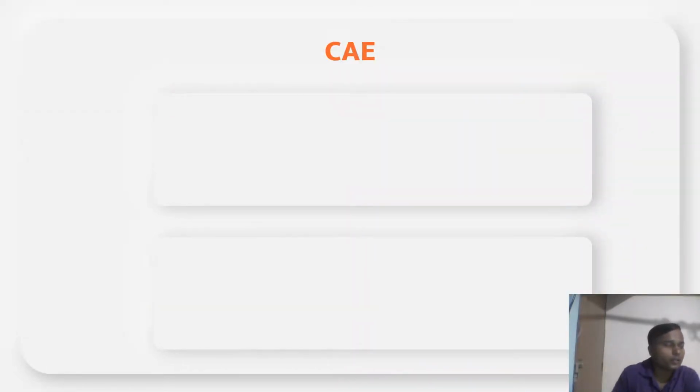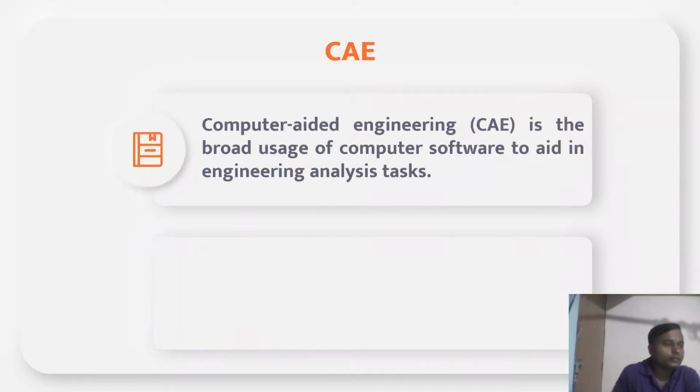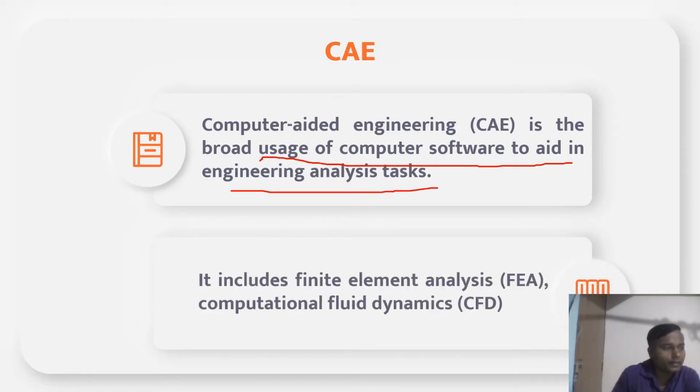Last one, computer-aided engineering. Means what? It is a part of CAD where we can use computer software to aid in engineering analysis. Whatever component you are analyzing, we have to check the behavior of the material with the help of this CAE software. This includes finite element analysis and computational fluid dynamics, called CFD.